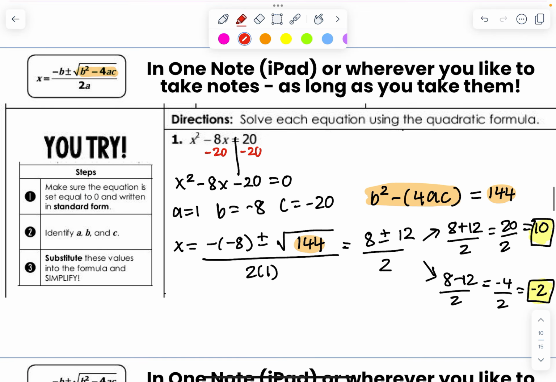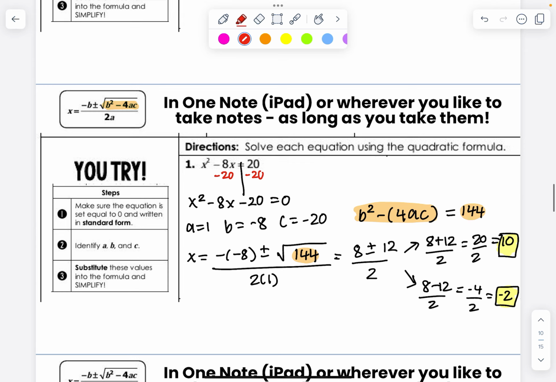All right, so hopefully you solved this problem and you got 10 and negative 2, right? Step 1, make sure the equation is set equal to 0 and write it in standard form. Gotcha. Step 2, find A, B, C. A is 1, B is negative 8, C is negative 20. Step 3, which should be right here, is find B squared minus 4AC. Using decimals, you would get 144. And then lastly, step 4 would be substitute and simplify. So plugging it in here, and your discriminant, and simplifying, you would get 10 and negative 2.